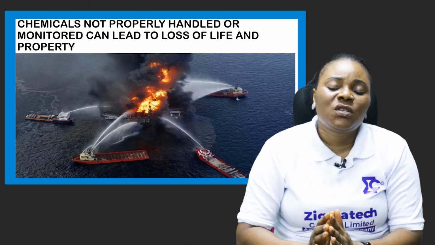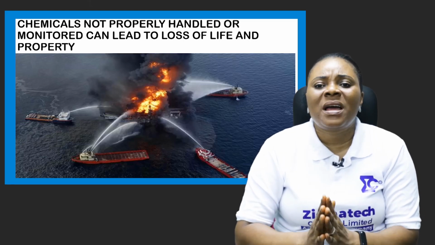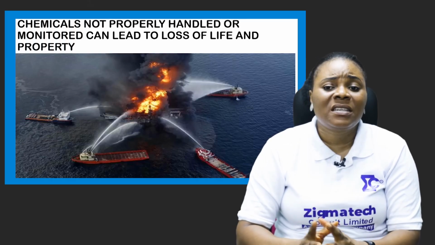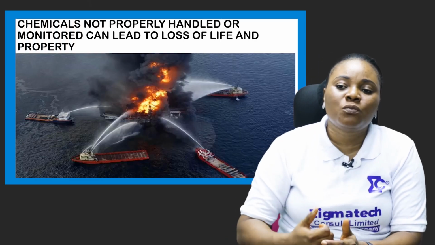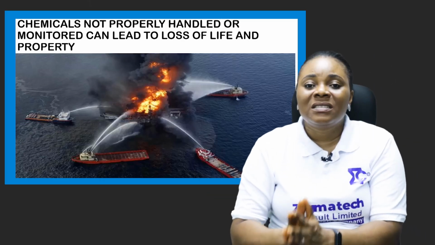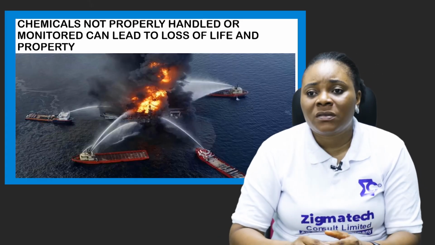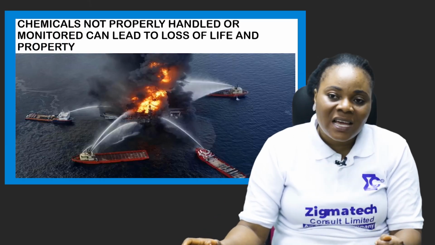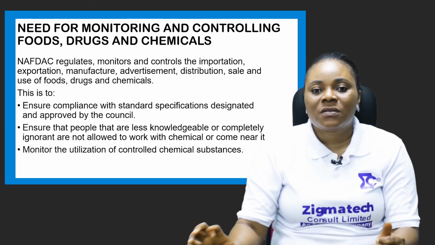Now, there is something we need to know about chemicals. When chemicals are not properly handled or monitored, they can lead to loss of life and properties. When these chemicals are not used the way they are supposed to be used, when they are used against the narrative, it can cause danger to our lives, even the life of animals and properties and our environment at large. That is the essence for the need for the monitoring and control of chemicals.